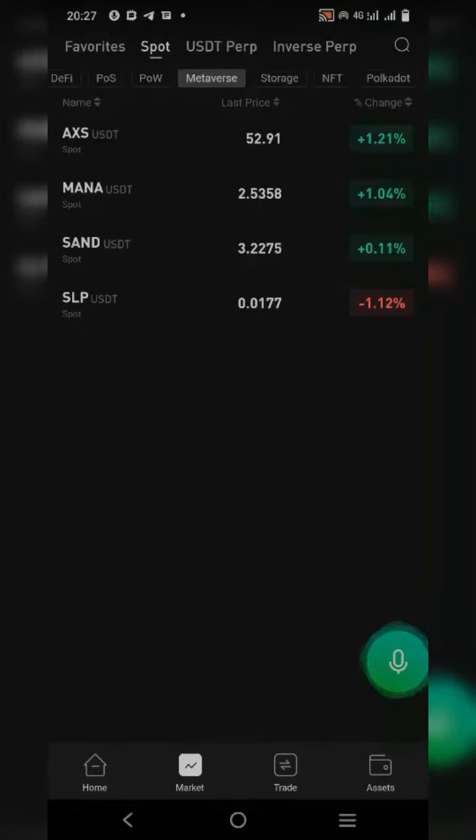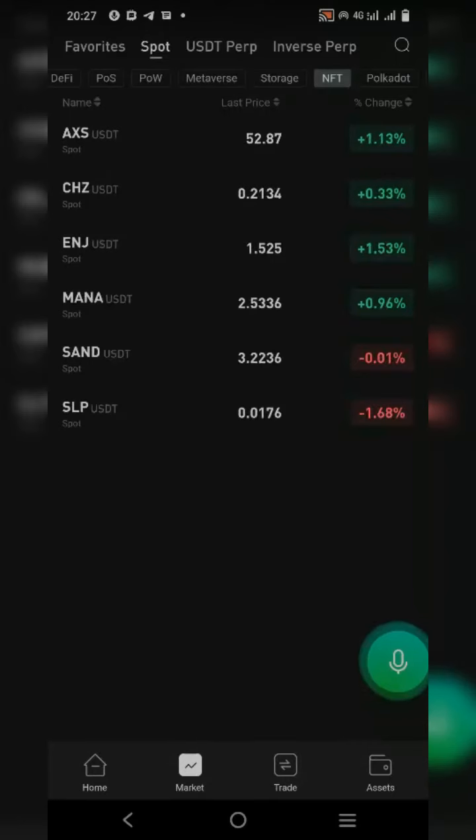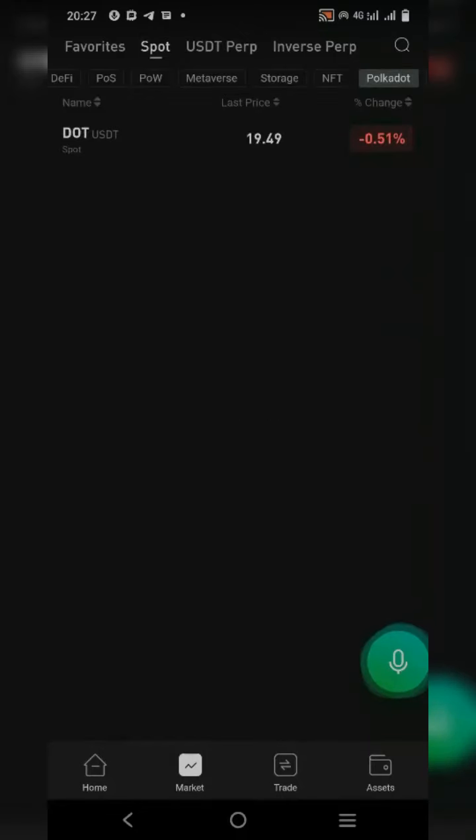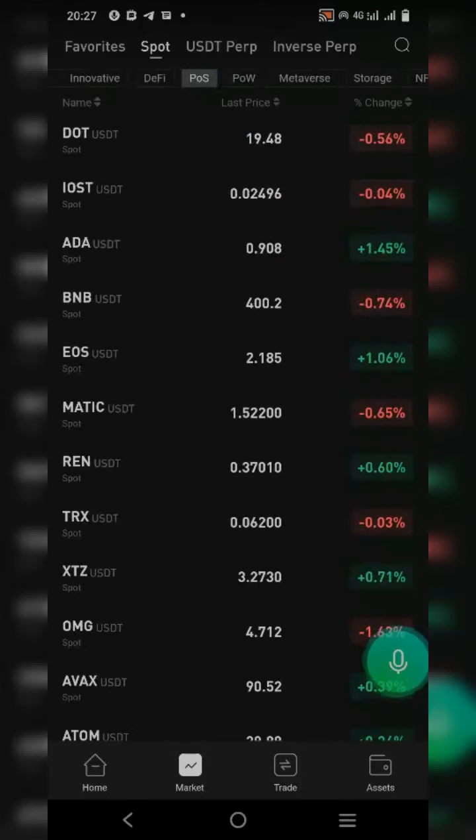SLP, it's more of GameFi. So we also have storage, Filecoin, which is a decentralized interplanetary file system. This just helps you to know projects based on their use cases. These are NFT projects. In case you are interested in investing in NFT, or you're interested in investing in the Polkadot ecosystem, this helps you to see the coins that are under those categories.